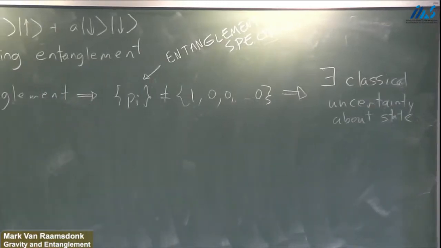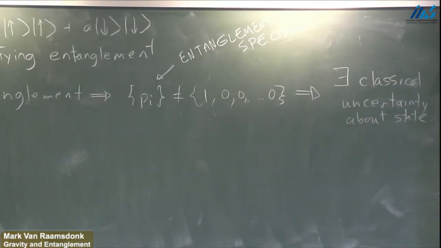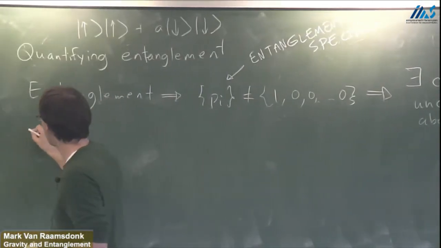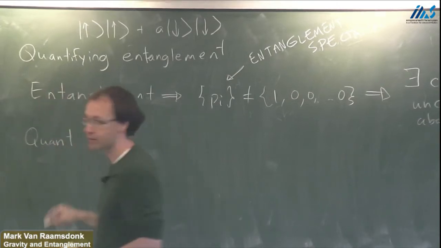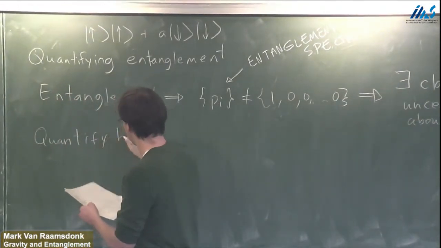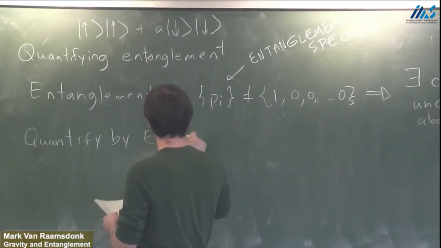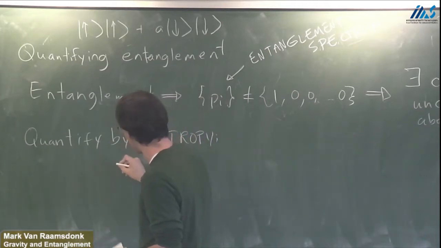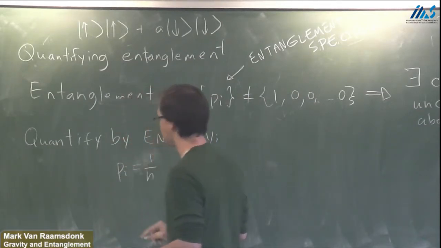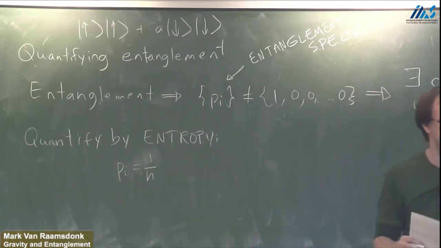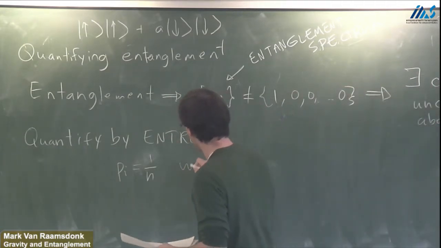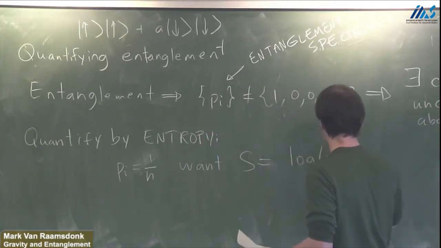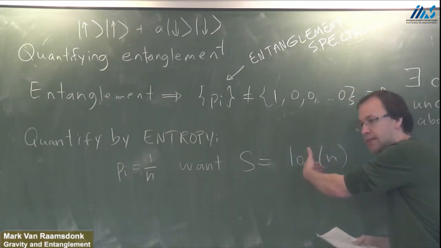So the same kind of uncertainty that we talk about in statistical mechanics when we talk about the microcanonical ensemble or the canonical ensemble. And in that case, it's natural to quantify this uncertainty by the notion of entropy. Okay, so in the microcanonical case where you have p_i equals 1 over n, so equal probability for n different states, then what we do is define the entropy to be this.